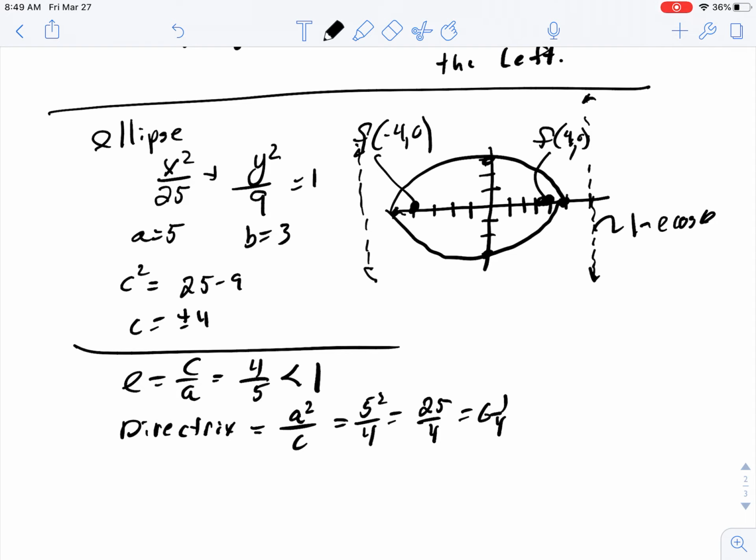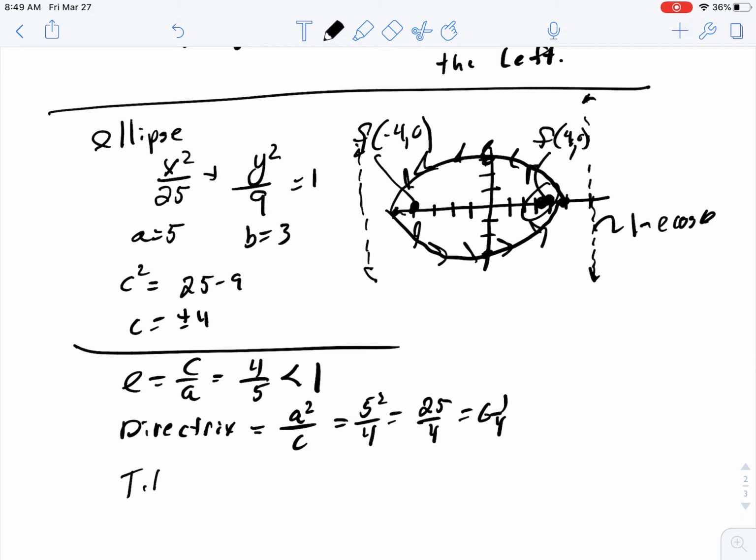So I'm going to be standing here on this focus, and the object is traveling around in elliptical format. Basically I'm using this piece here. If I wanted to use the other focus, then I'd have to use the other directrix, with 1 plus, and I'd be on the right side of that.